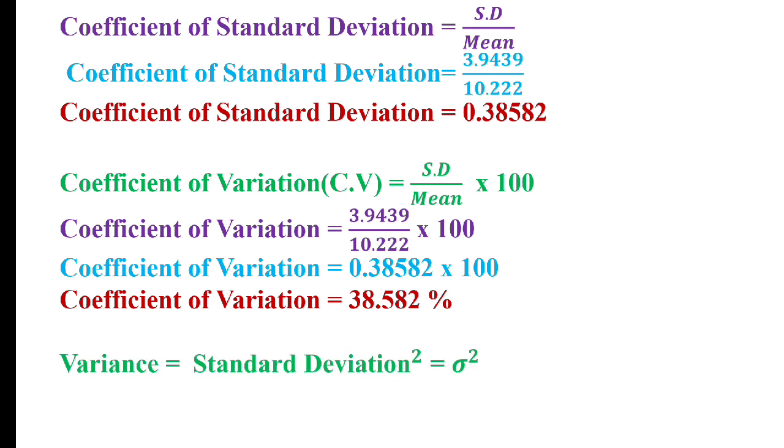Suppose variance is given, how to find it? Variance equals standard deviation square. Standard deviation equals square root of variance. Both ways we can find out. Here standard deviation we know, variance we are able to find out. 3.9439 squared equals 15.555, that is the variance. If variance is given, we can find standard deviation. If standard deviation is given, we can find variance.